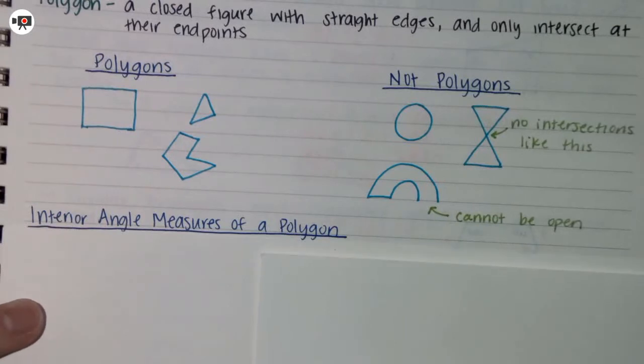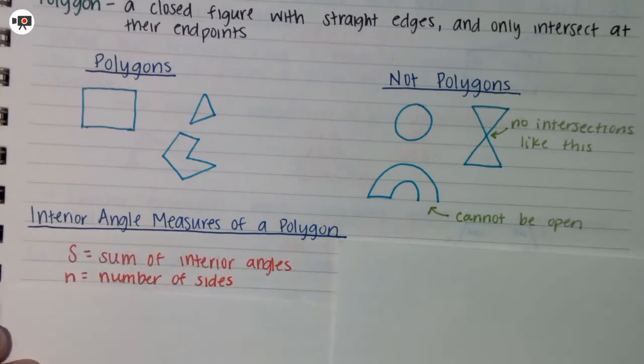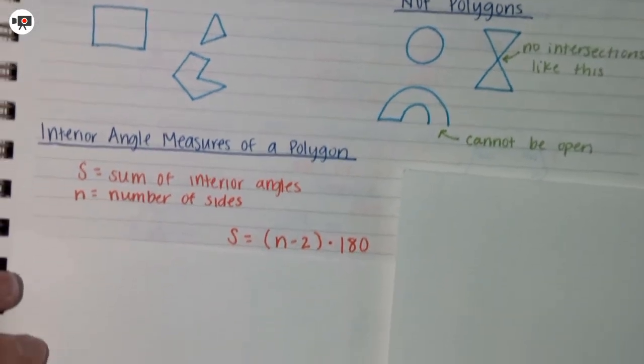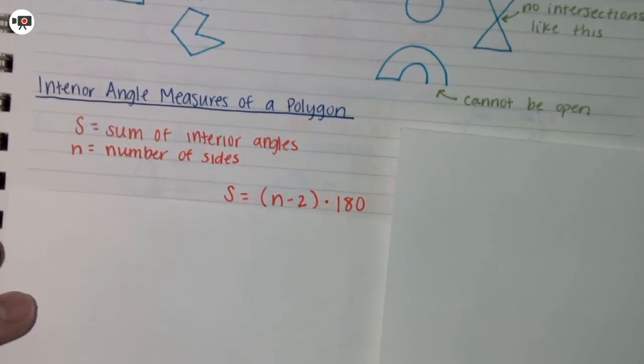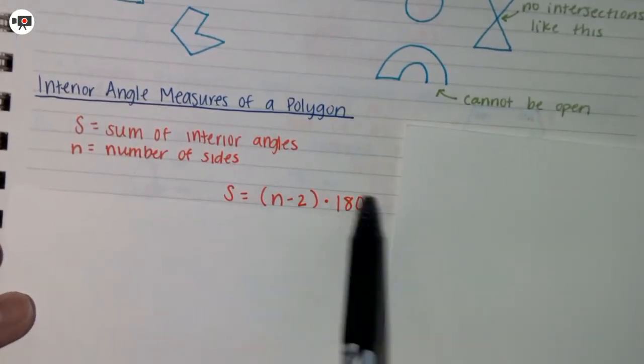So we can measure the inside angles of a polygon. Just like how a triangle's inside angles add to 180 degrees, each polygon has a different number that they add to. So we're going to talk about S, the sum of the angles, and N, the number of sides. So then I have a formula: S equals N minus 2 times 180. So I take the number of sides, subtract 2, and then multiply by 180.